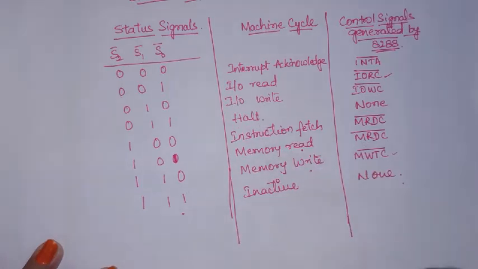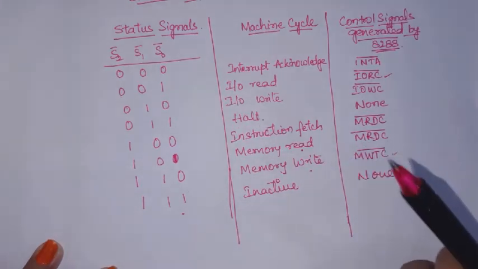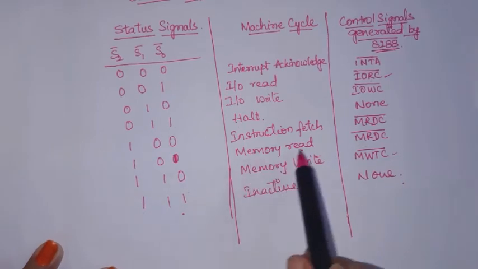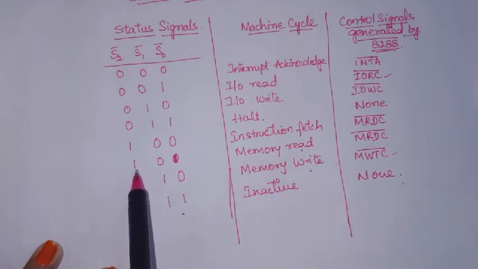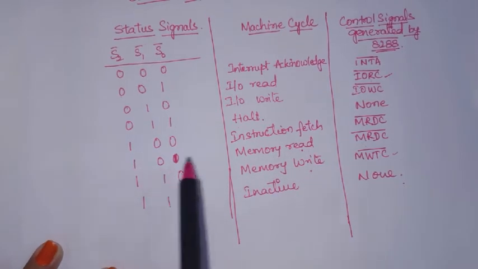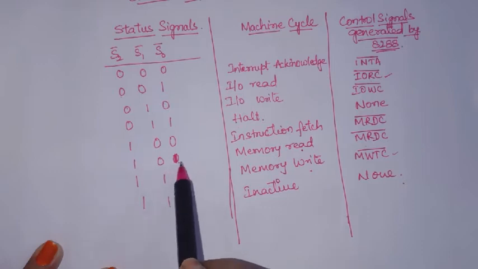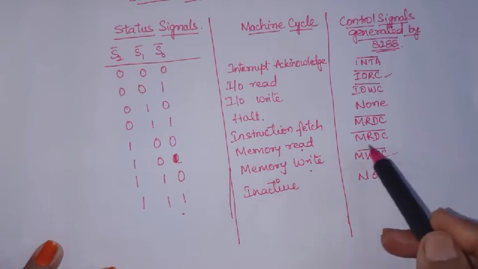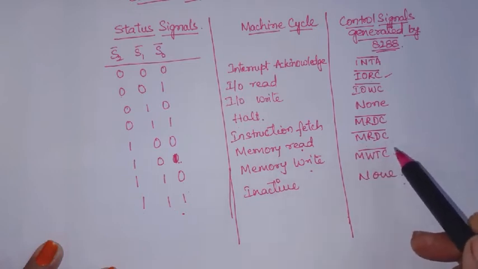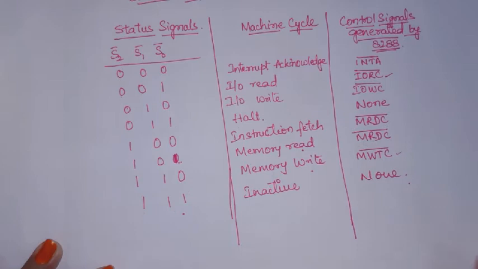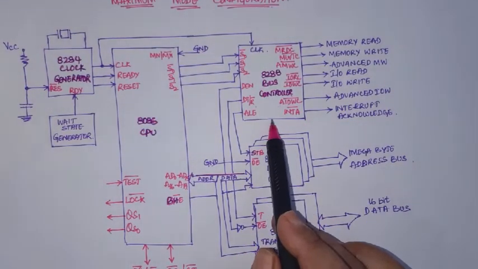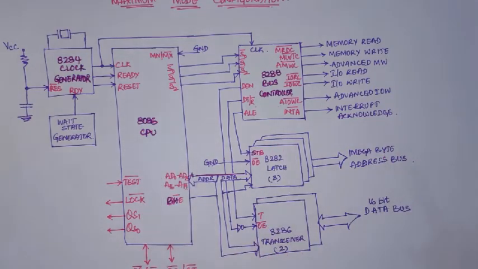Depending on the instruction executed, if a memory read instruction is executed, the processor will generate the status signals as 101. When it is decoded, the 8288 understands and generates the control signal memory read cycle. This is how the control signals are generated by the 8288 bus controller in maximum mode operation.